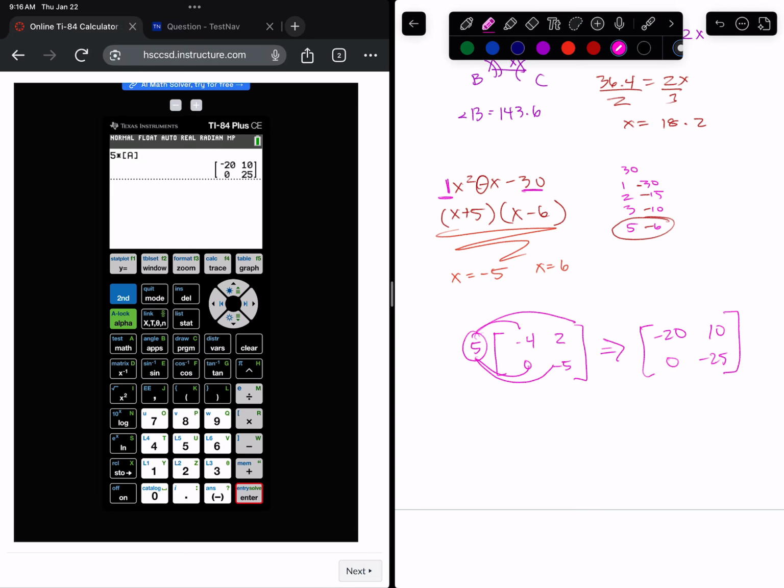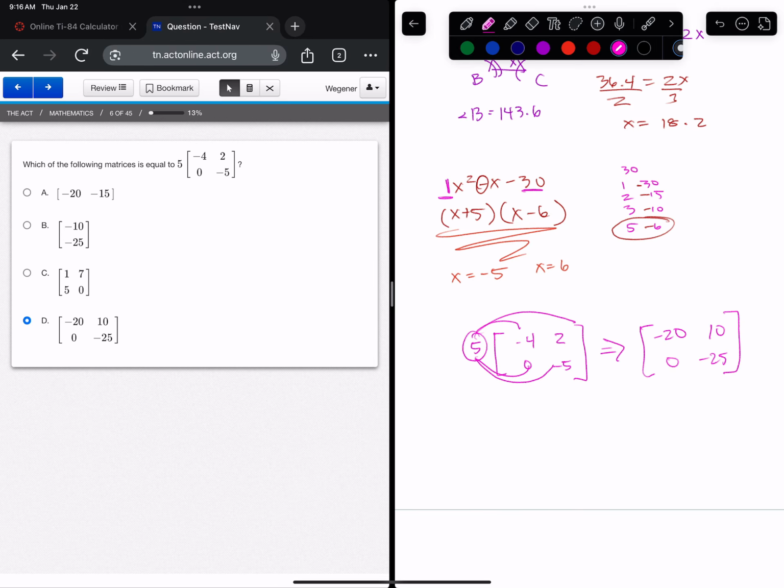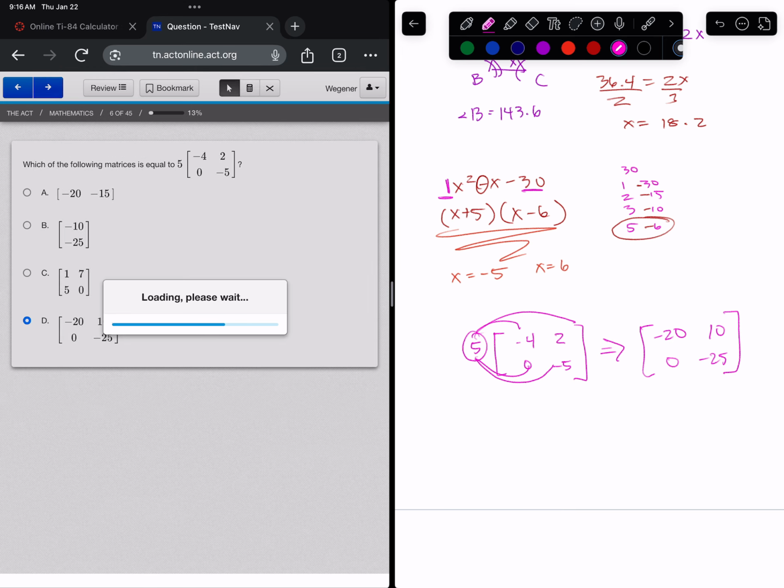This is exactly what I just did. This is what calculators as well as computers use to multiply, divide, add, and subtract. So the answer is D.